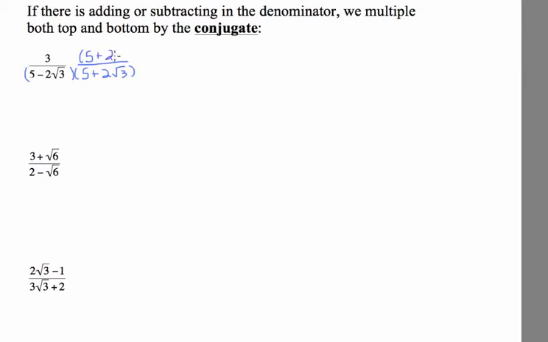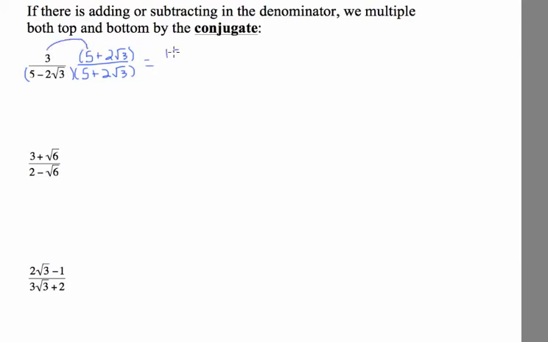To rationalize the denominator, we will multiply both top and bottom by this conjugate. Again, similar to above, because we're just multiplying by a funny form of 1. So we're not really changing the value of our original expression at all. Now we just have a lot of icky distributing to do.